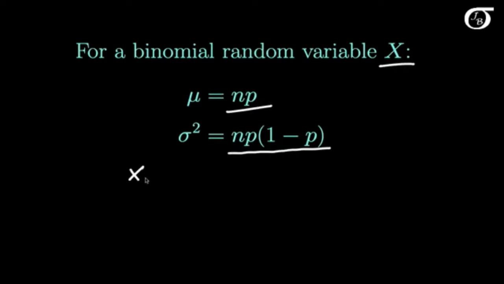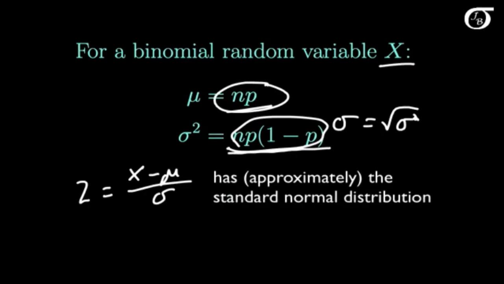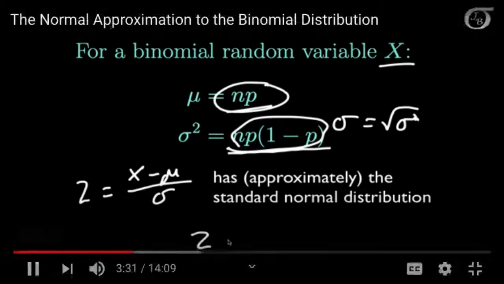We can say x minus mu over sigma, using mu from up here and sigma being the square root of sigma squared from here. Then this quantity we're going to call a z, because that quantity has approximately the standard normal distribution. So my z is going to be approximately normal. Does anybody not understand the connection?